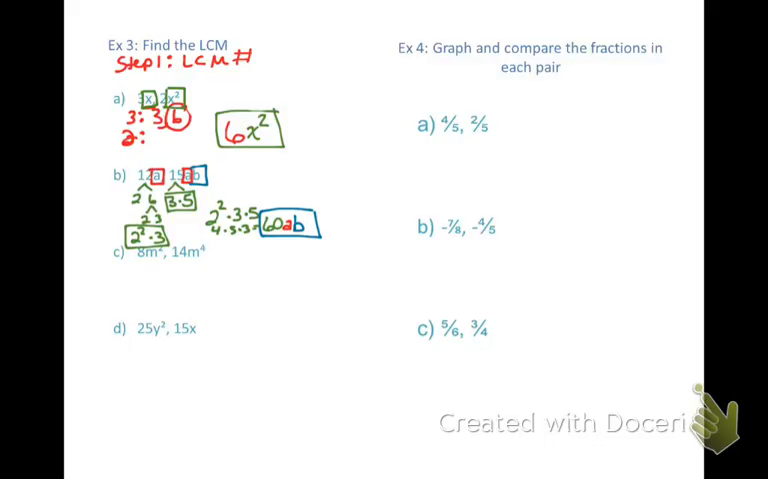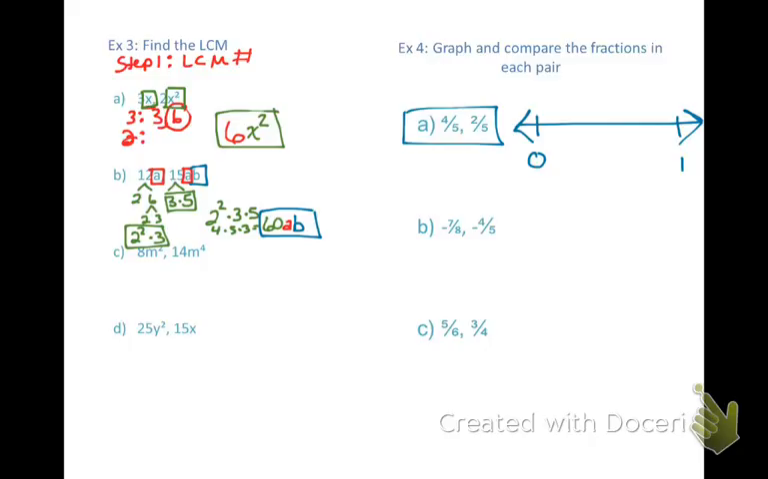All right. So you could do C and D by yourself. All right. We are graphing, comparing. To graph, you need to have a common denominator. Thank goodness A has a common denominator, so we can just graph. And 4/5 and 2/5 is between 0 and 1.